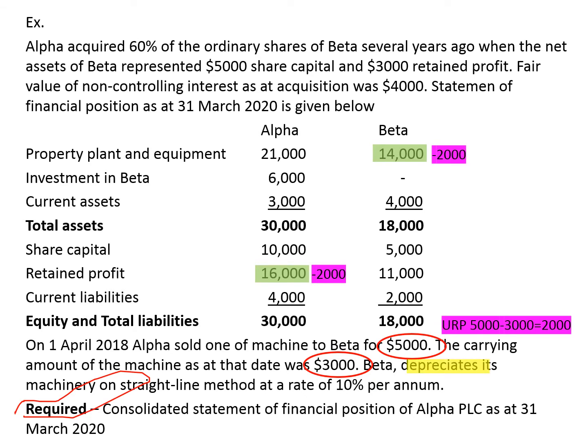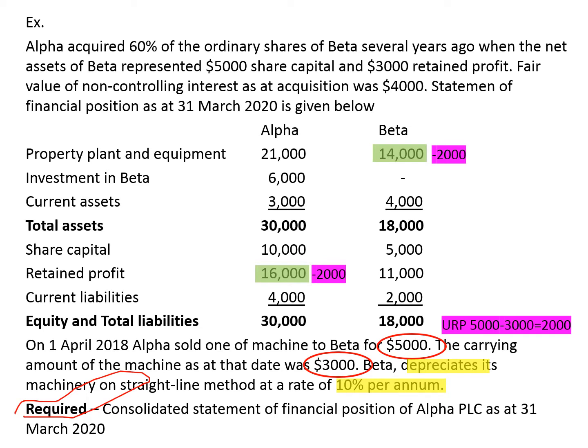And there's an additional issue, another complication, that is depreciation. Because this machine is subject to depreciation, now Beta should have depreciated this particular asset based on its cost of 5,000. But from the group point of view, this machine worth 3,000. So Beta has depreciated this machine based on 5,000. That's accordingly additional depreciation. You can say depreciation rate per annum is 10%.